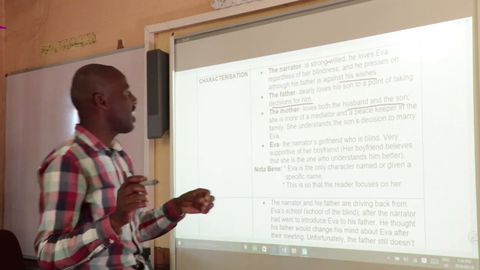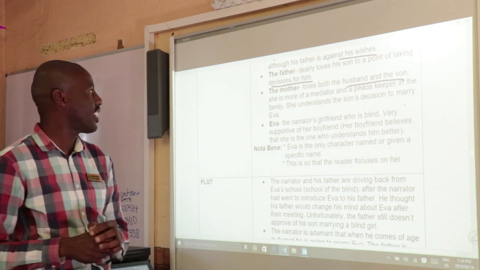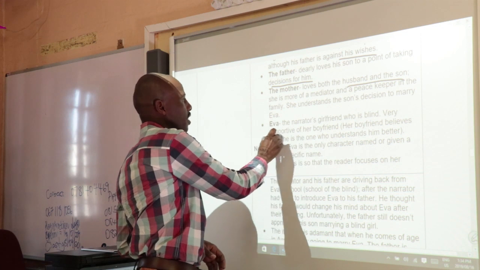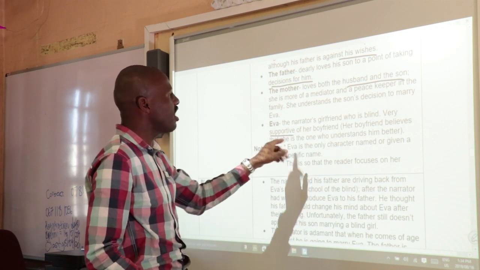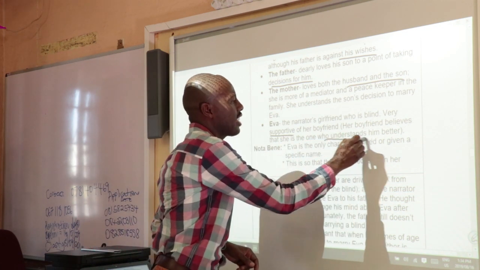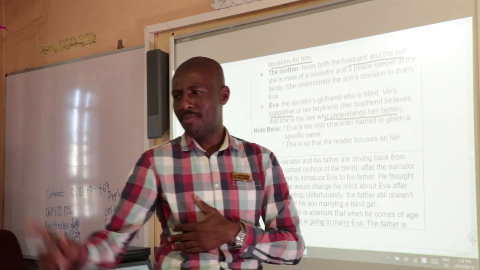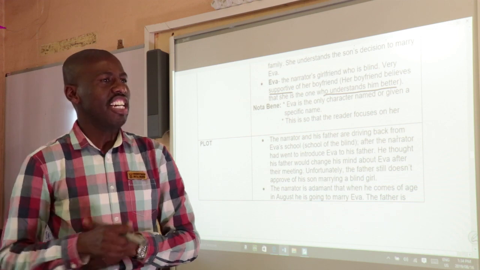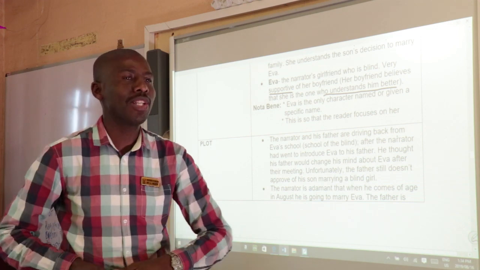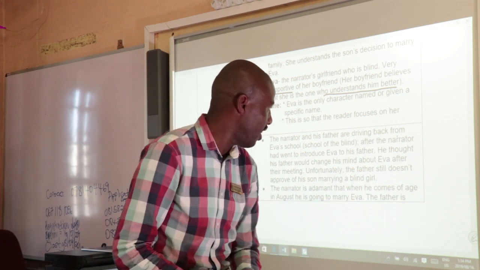Now, Eva is the narrator's girlfriend who is blind. She is very supportive. Her boyfriend actually says she's the only one who understands him better. This is how the narrator feels: my parents do not understand me, but my girlfriend, she's the best. She loves me, she understands me. I want to spend the rest of my life with her.